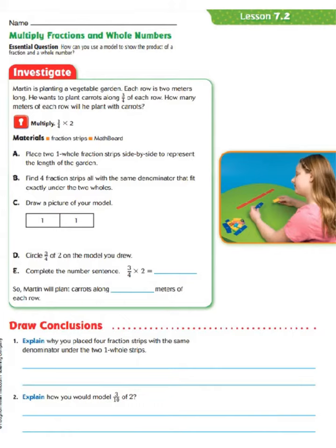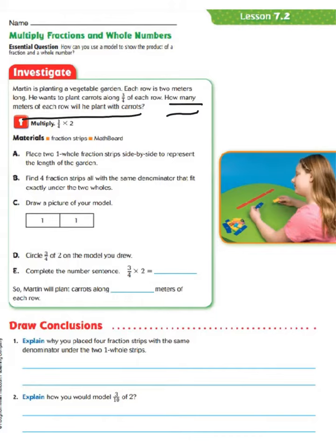It says Martin is planting a vegetable garden. Each row is 2 meters long. He wants to plant carrots along 3/4 of each row. How many meters of each row will he plant with carrots? Alright, let's go back and take a look at this word problem and pull out the key information we need to work with. We do know that we will have to underline our key question, so that is how many meters of each row will he plant with carrots?